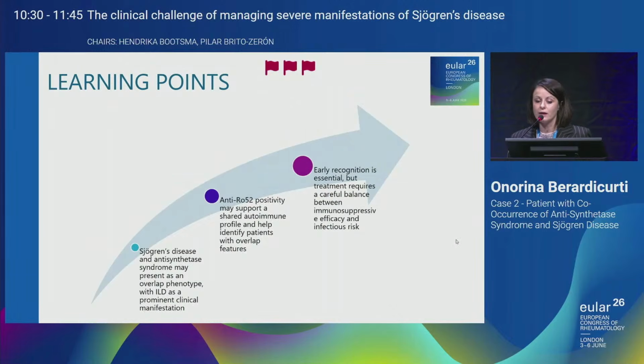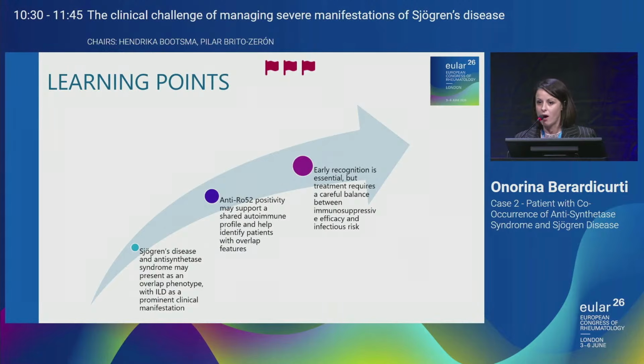So in our opinion, this case gives us at least 3 learning points that we will discuss in depth in the next presentation with Professor Giacomelli. The first one is that Sjögren disease and antisynthetase syndrome may present as an overlap phenotype with ILD as a prominent clinical manifestation. The anti-Ro52 positivity may support a shared autoimmune profile and help identify patients with overlap features, but we think more about the anti-Ro52.